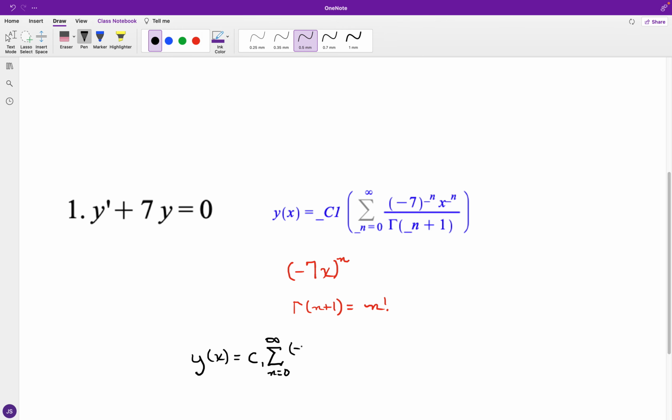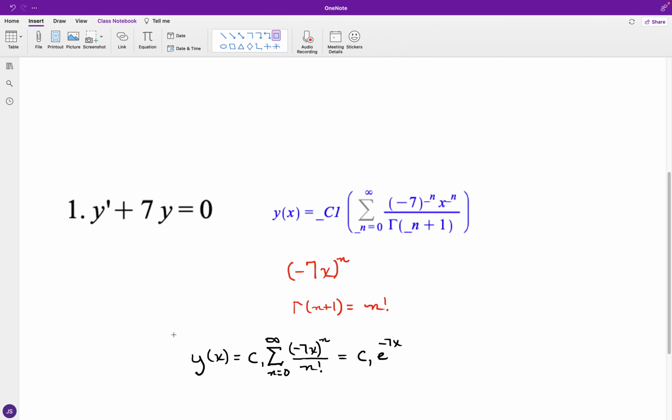Again, we have the summation of the quantity of negative 7x raised to the nth power over n factorial, and that is equal to the constant times e raised to the negative 7x, and that will be the final result in this one.